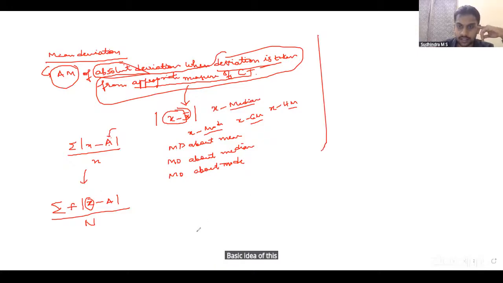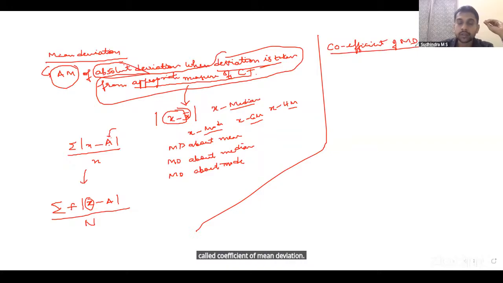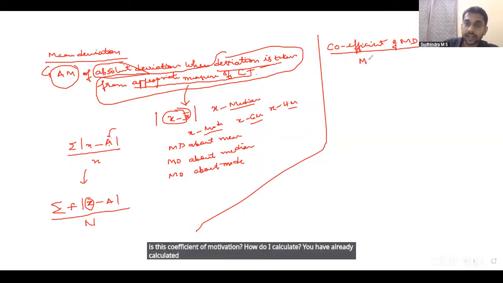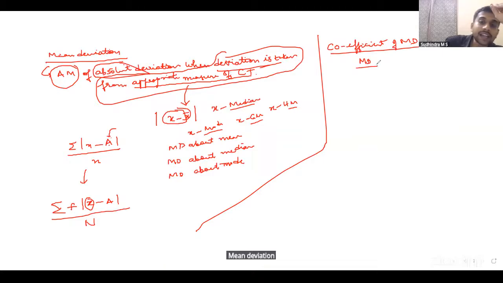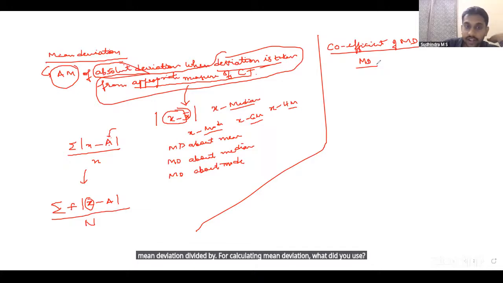So even mean deviation has a relative measure called coefficient of mean deviation. What is this coefficient of mean deviation? How do I calculate? You have already calculated mean deviation divided by. For calculating mean deviation, what did you use? You used some measure of central tendency. What is that measure of central tendency denoted here in this discussion? Capital.